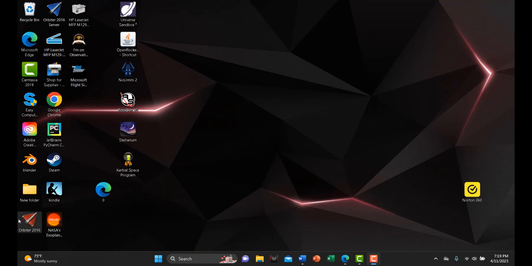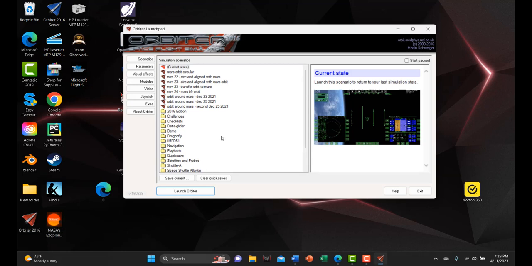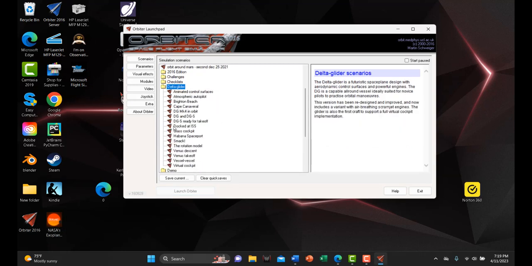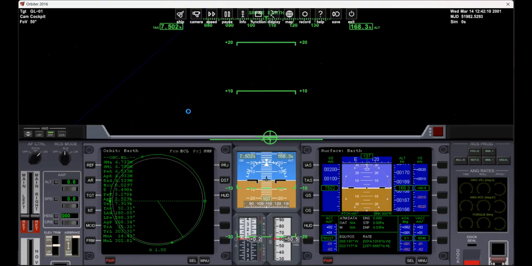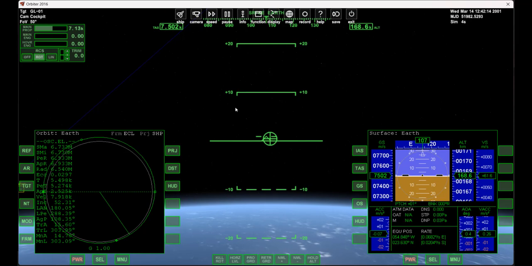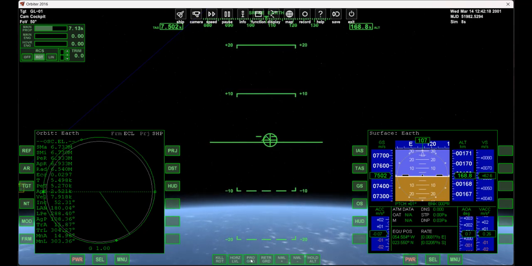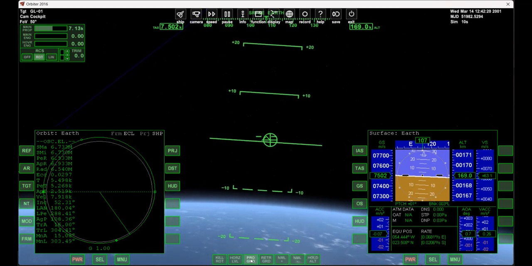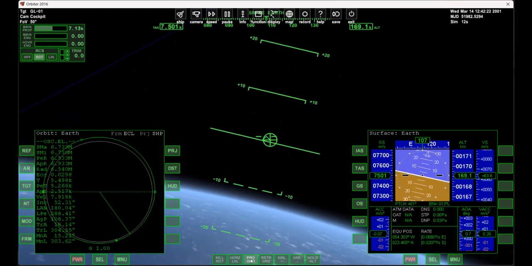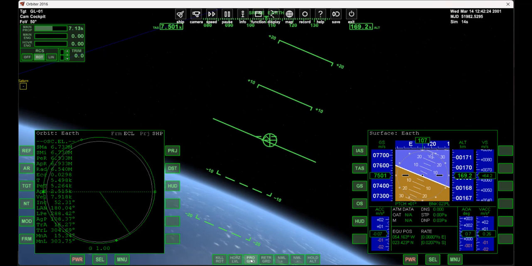Okay, so you'll see the Orbiter 2016 should be here on your screen. Go ahead and double click that. You're going to go into the Delta Glider folder, select the DG MK4 in orbit. Okay, so here's your cockpit. Go ahead and hit the F8 key to select. This is probably the easiest cockpit to work with. You want to put the spacecraft into prograde position. It's going to be a prograde thrust, so it's going to rotate a bit.